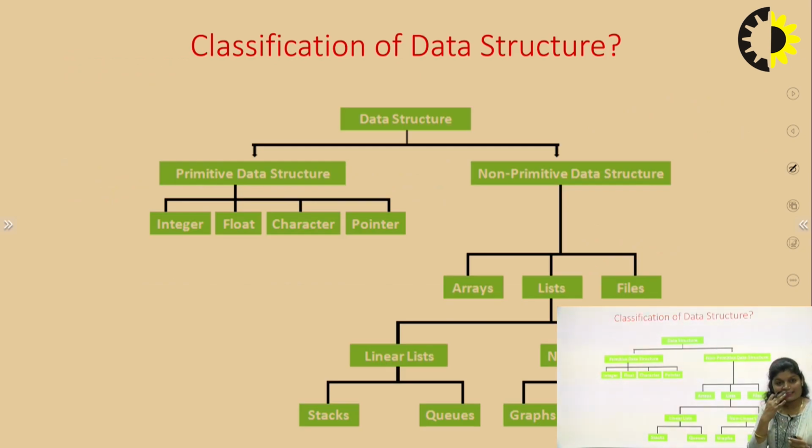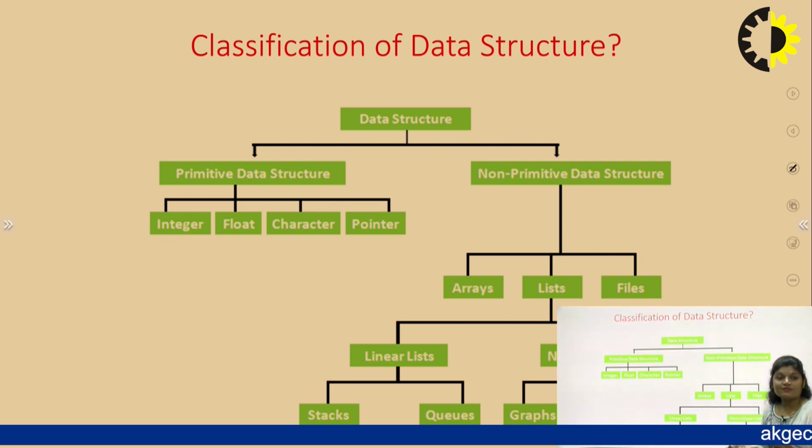Now we move on to the next slide, classification of data structure. So here we learn what a data structure is. Data structure is classified in two terms, primitive data structure and non-primitive data structure. Primitive data structure is further classified into integer, float, character, pointer. Non-primitive data structure is classified into array, list, files. Now list is also classified into two types, linear list and non-linear list.